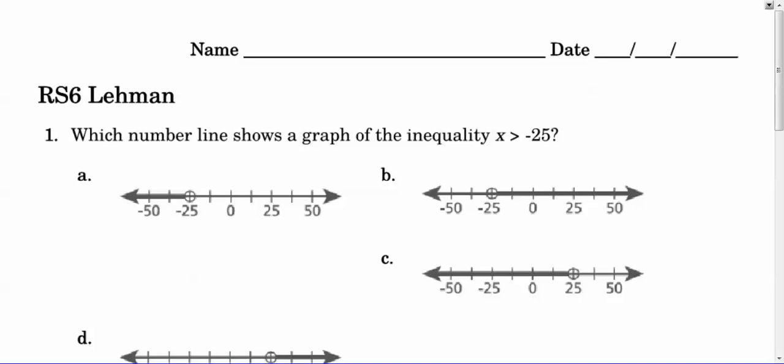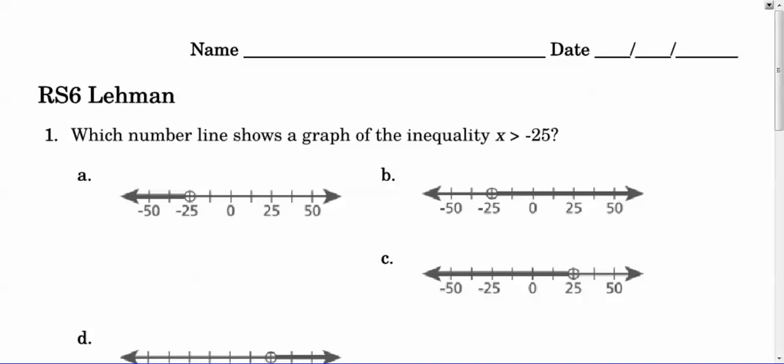It is the 6th video in my series of reviewing for New York State grade 6 assessments coming up on May 1st and 2nd. So anyway, question 1 here is a skill that we learned in Module 3. It says, which number line shows a graph of the inequality x is greater than negative 25?